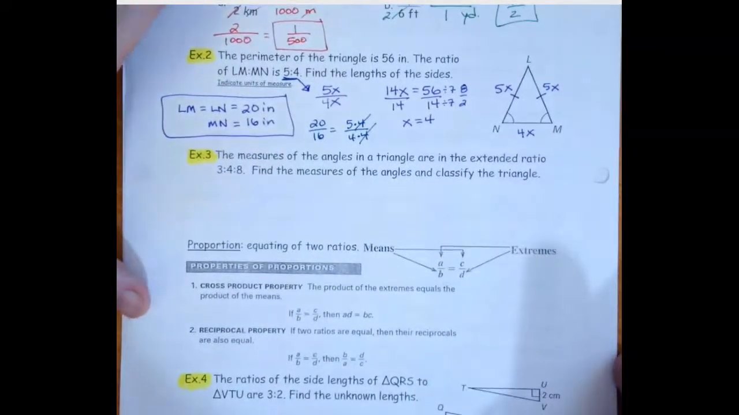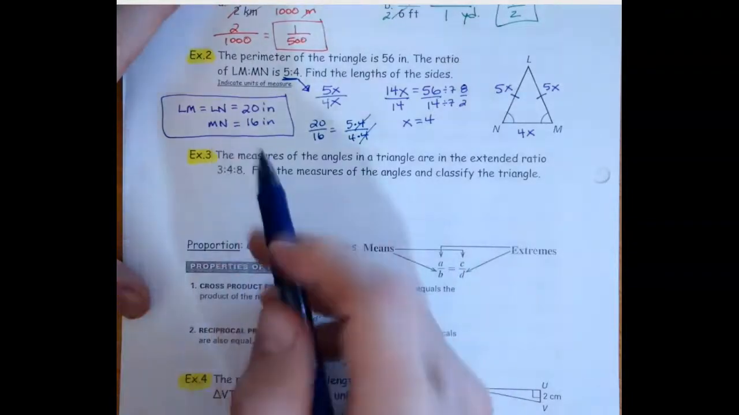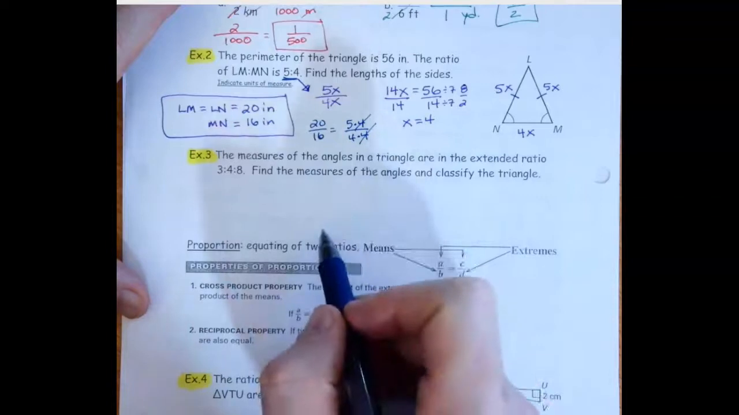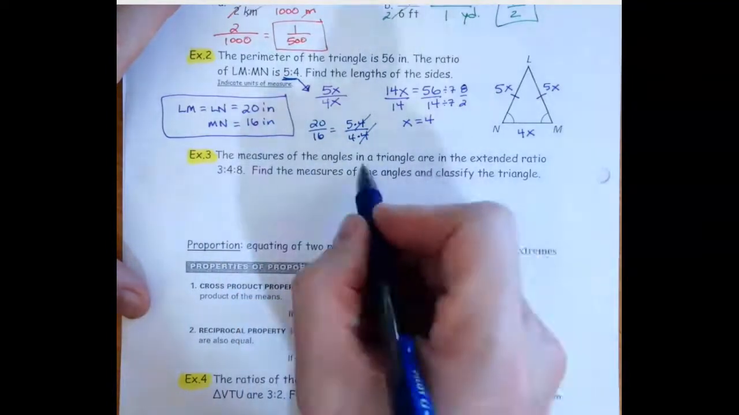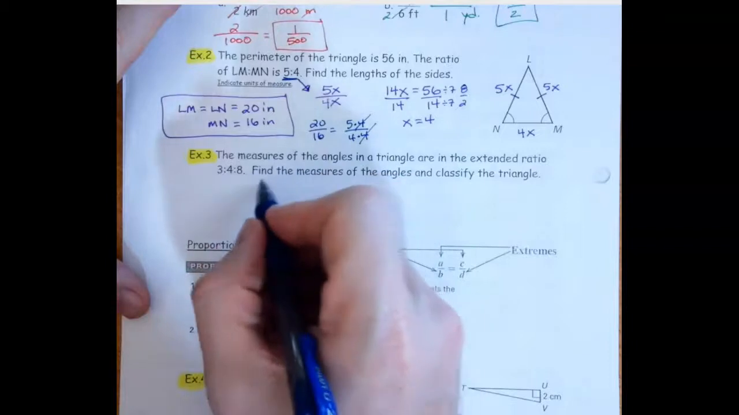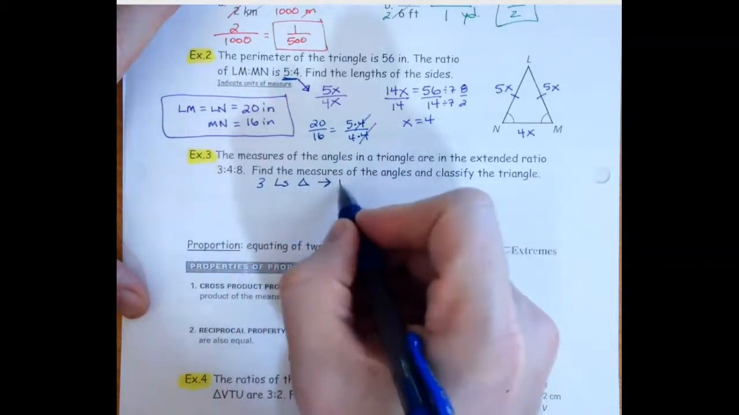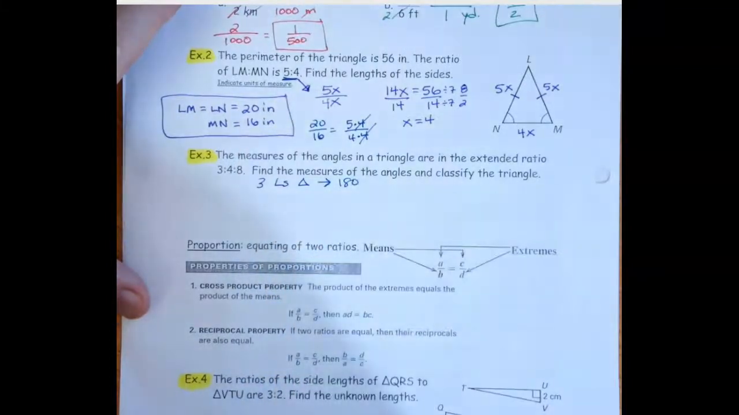So moving right along, example 3 here: the measures of the angles of a triangle are in the extended ratio of 3 to 4 to 8. Find the measures of the angles and classify the triangle. I don't know if we did this last semester or not, but if you're talking about the 3 angles of a triangle, then what should come to mind is 180. And so the angles are supposed to add up to 180.